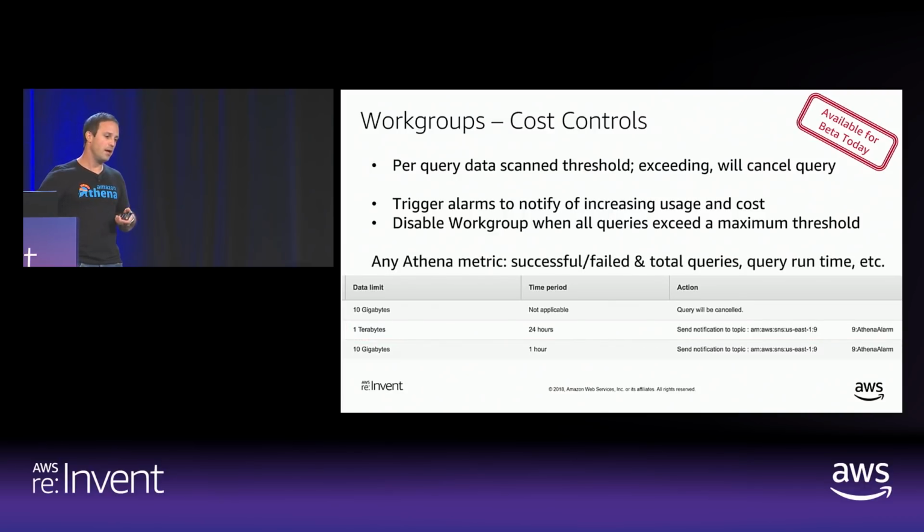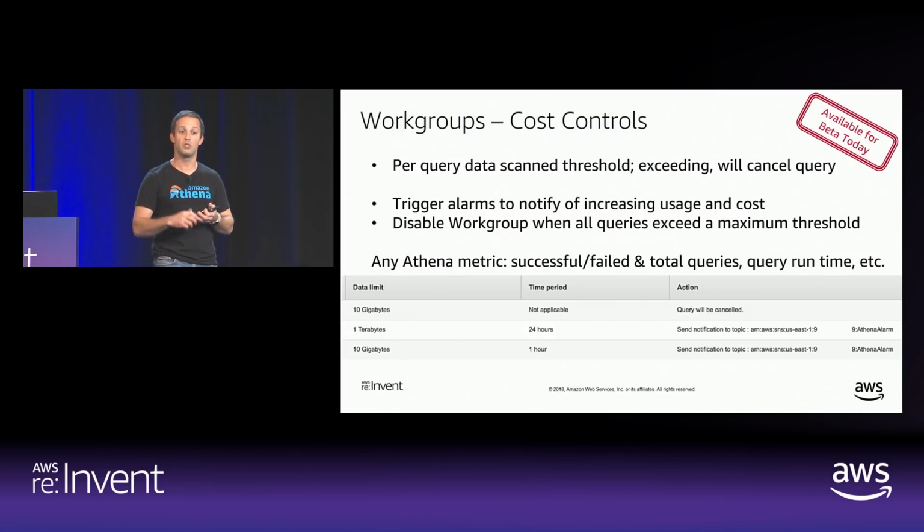All right, and then lastly, as I said before, all the different metrics go back into CloudWatch. It's not just the cost control type of metrics, the usage. It's also query succeeded, query failed, which is really helpful if you're trying to understand the overall experience of a work group.